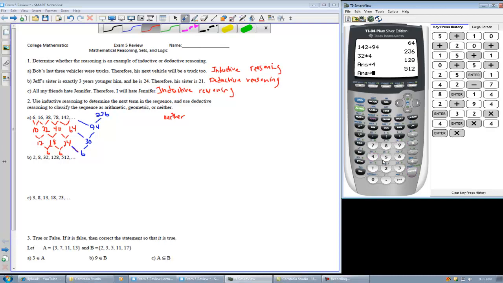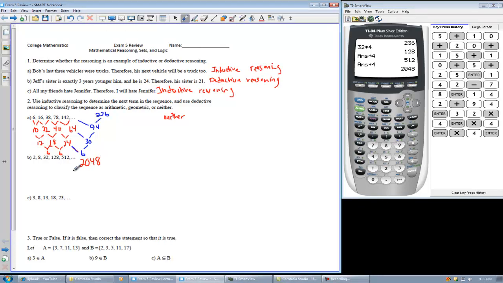So the next term, I multiply by 4 again, and I get 2048. So the answer for this one, the next term is 2048 from my inductive reasoning skills. And this is, I'm multiplying by 4. So this is an example of a geometric sequence.